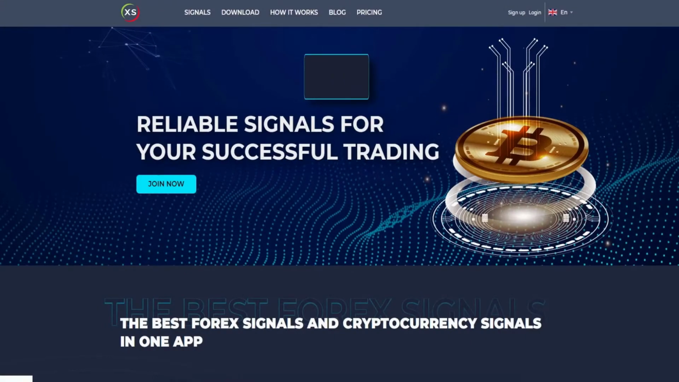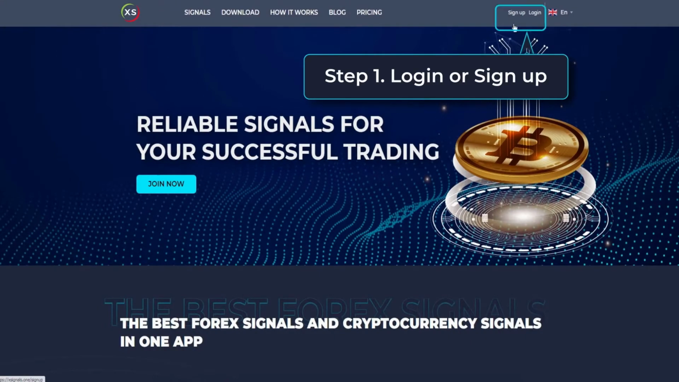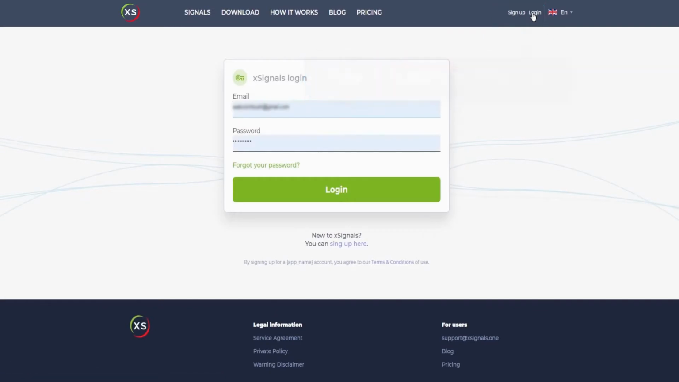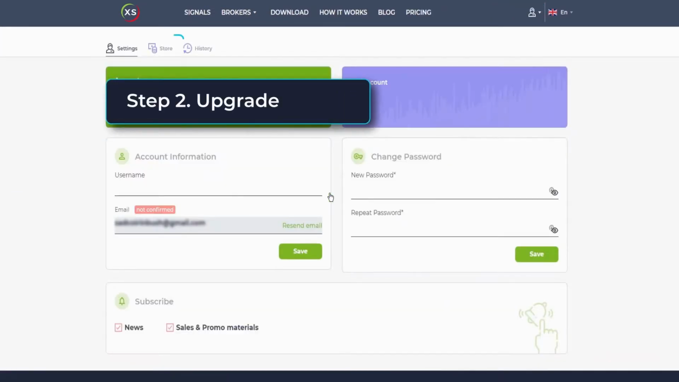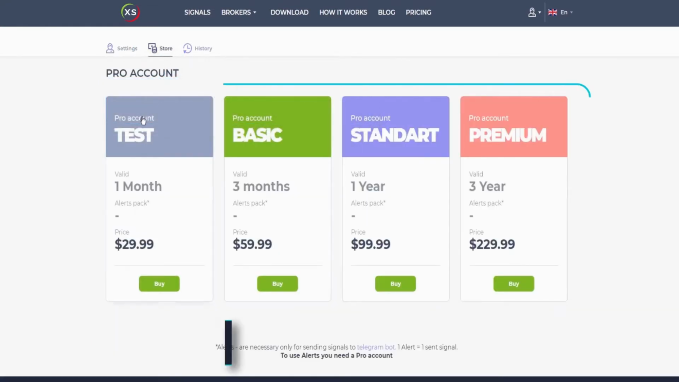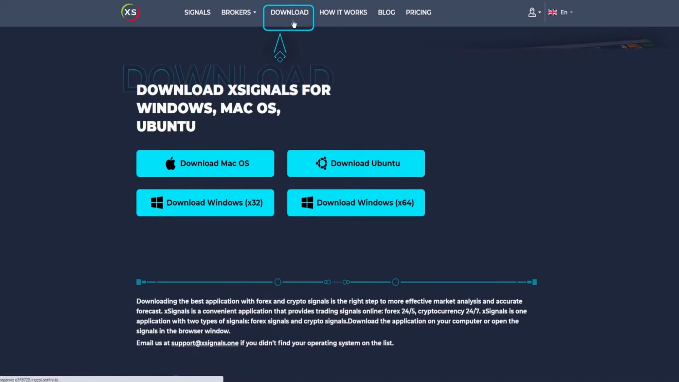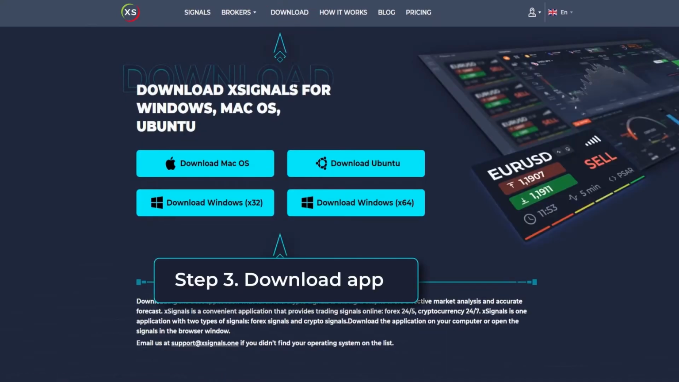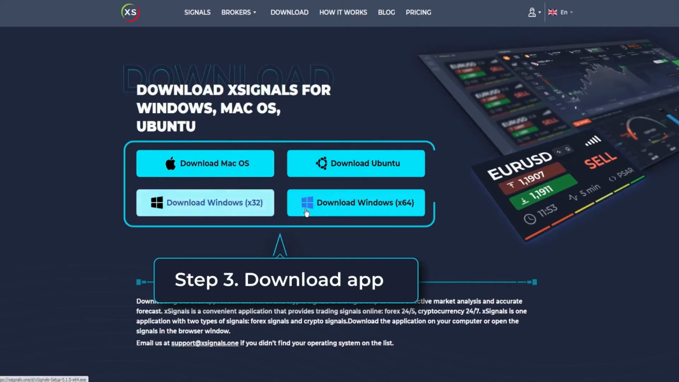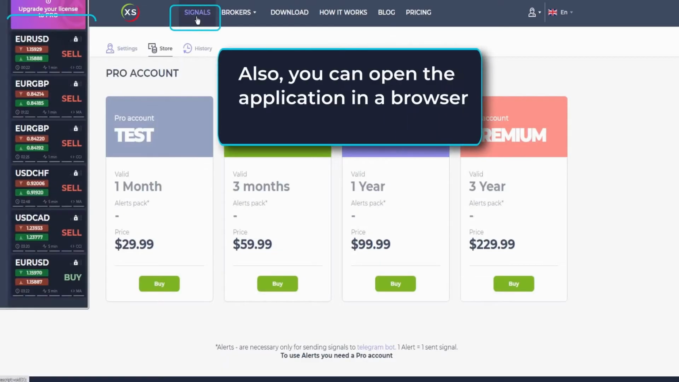To access the signals, we register on the site. All you need is an email and password. To access all the features of the service, it is recommended to purchase one of the Pro versions. In addition to the web version, there are desktop applications for all popular operating systems. For more information, visit the website.